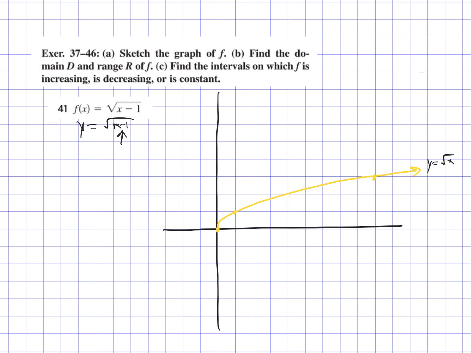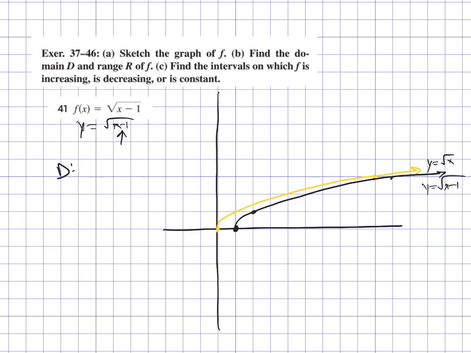So the minus 1's on the inside, so it's a horizontal shift, opposite of what you think. So instead of going left, it's going to go to the right. And there's no other shifting. So this is what this looks like. So that's y equals square root of x minus 1. That's part A.